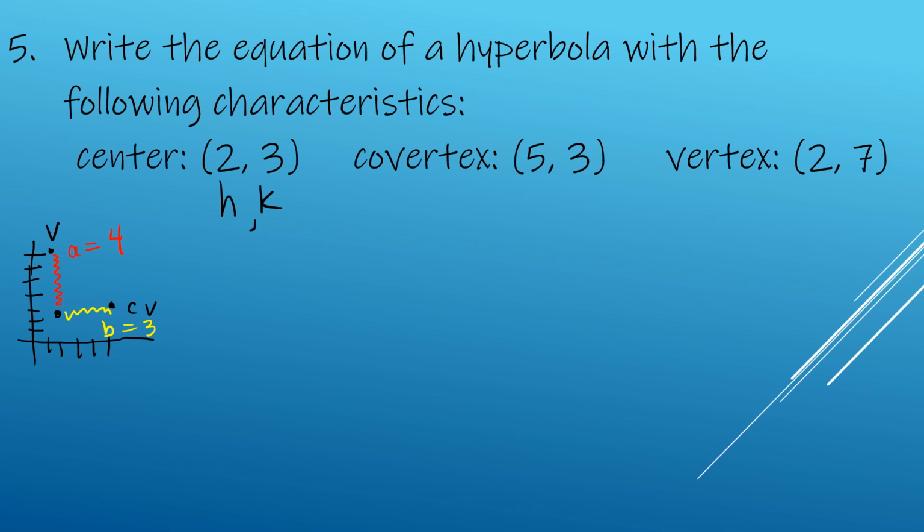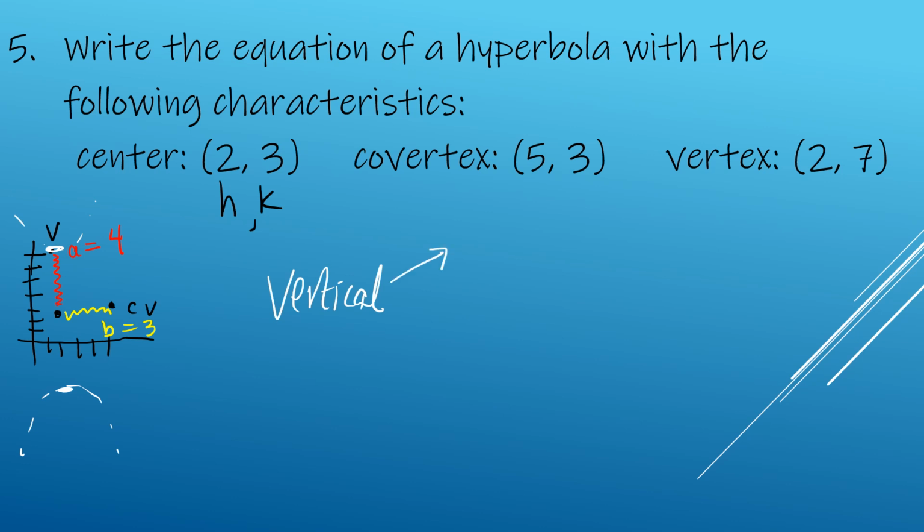And I also know, based upon the way that I've graphed things, that this is going to be a vertical hyperbola. And that is because the vertex is plotted above the center. So in turn, the other one would be plotted below the center. So I would have my hyperbola going in those directions.